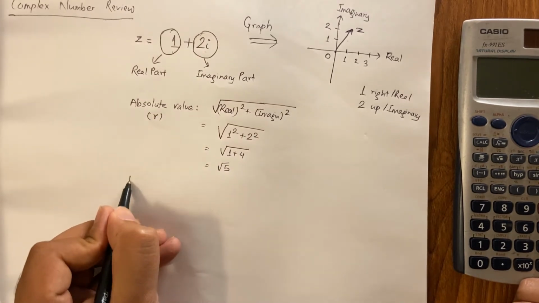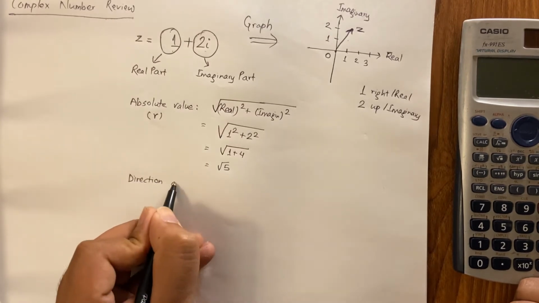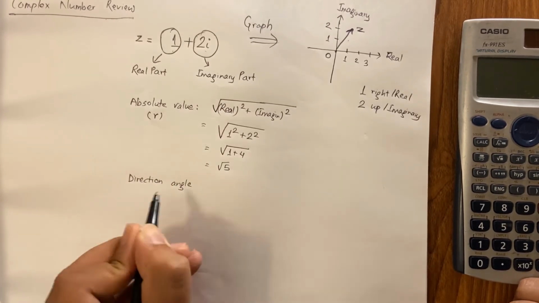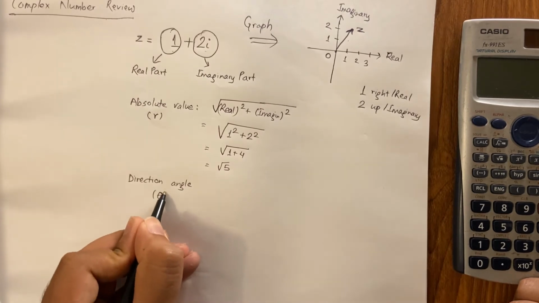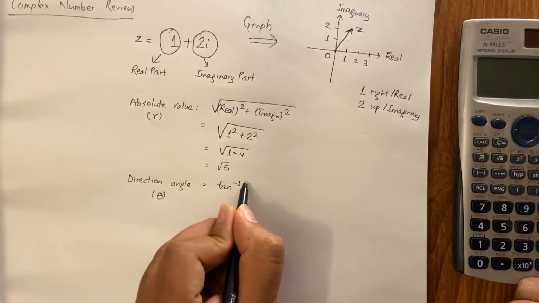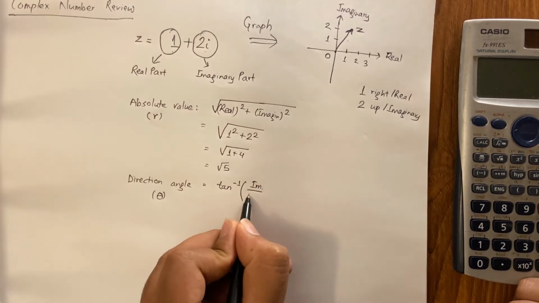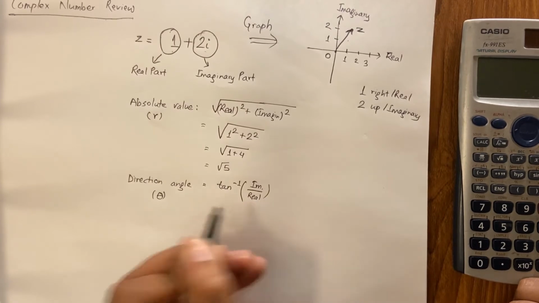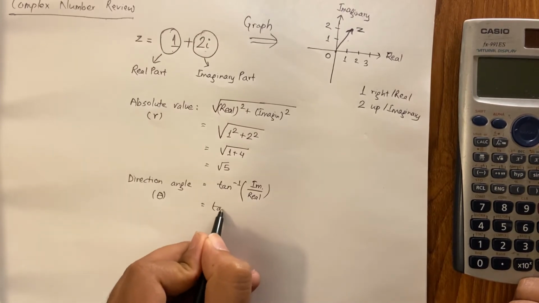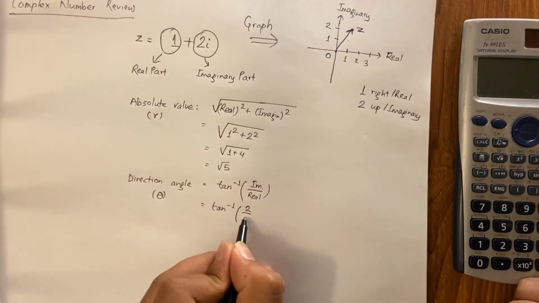Likewise, the direction angle, which is represented by theta, is given as the inverse tangent of your imaginary part over the real part, which is going to be the inverse tangent, in this case, of 2 over 1.